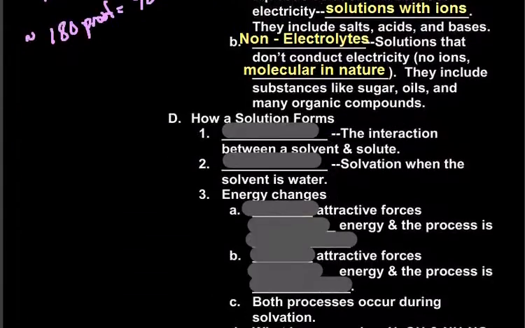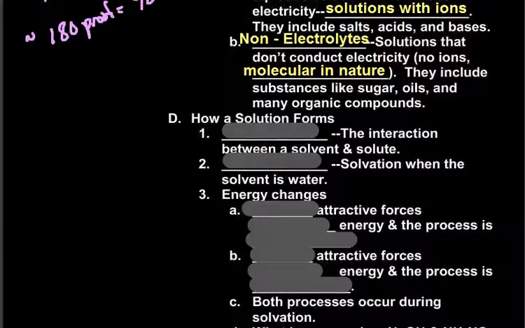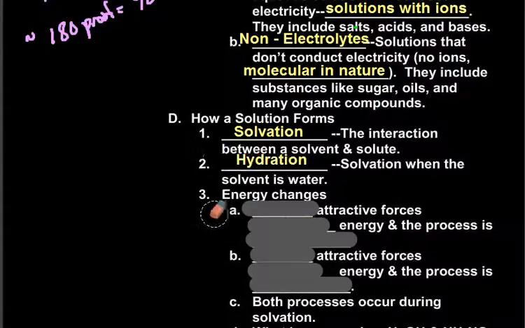All right, so how does one of these solutions form? Well, this process is called solvation, the interaction between a solvent and a solute. It's also called hydration when it's solvation with the solvent of water.